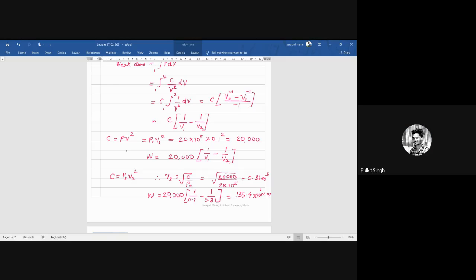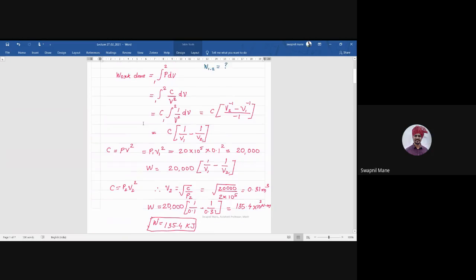So this will become, so W will be equal to just 135.4 kilojoule. Okay, so this is the answer. Just see what we have done.